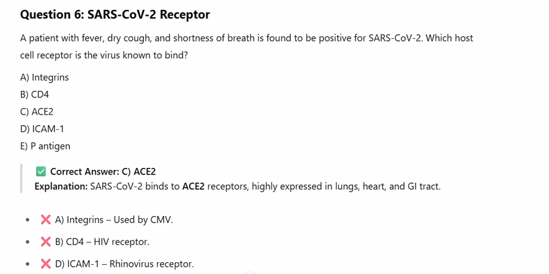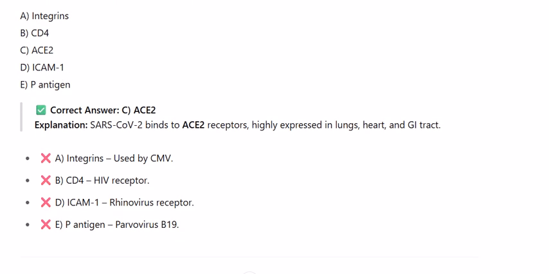A. Integrins, used by CMV. B. CD4, HIV receptor. D. ICAM1, rhinovirus receptor. E. P antigen, parvovirus B19.